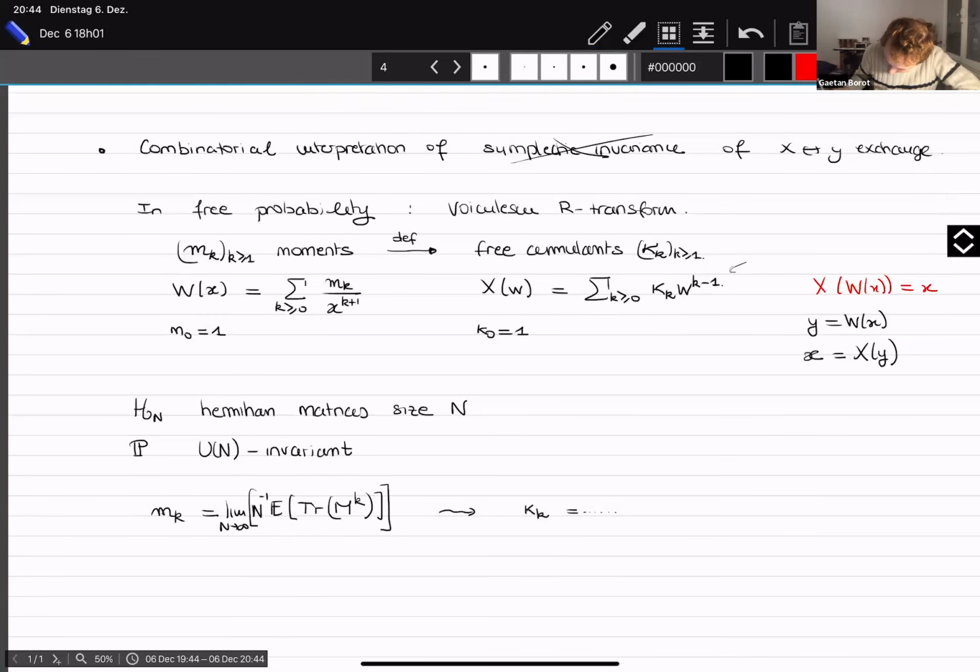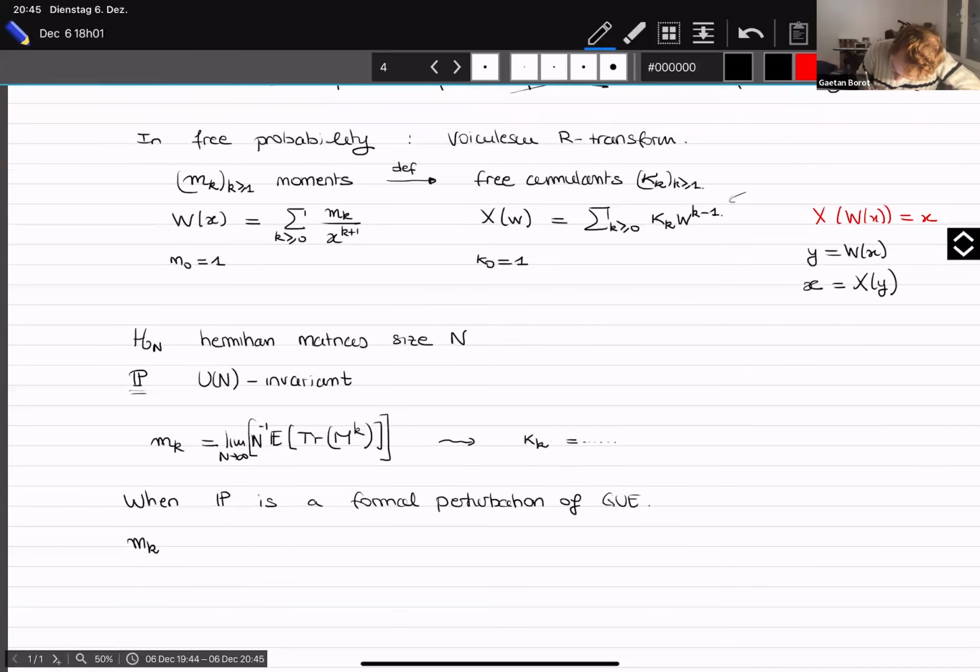And in terms of maps, this is counting. So if you have a model which is a perturbation of the GUE, when P is a formal perturbation of the Gaussian measure, this M_k first exists and then is counting disks, so maps with the topology of a disk, of perimeter K.